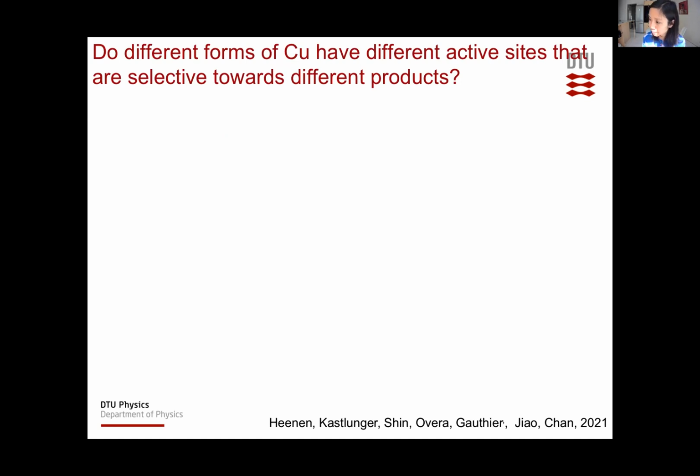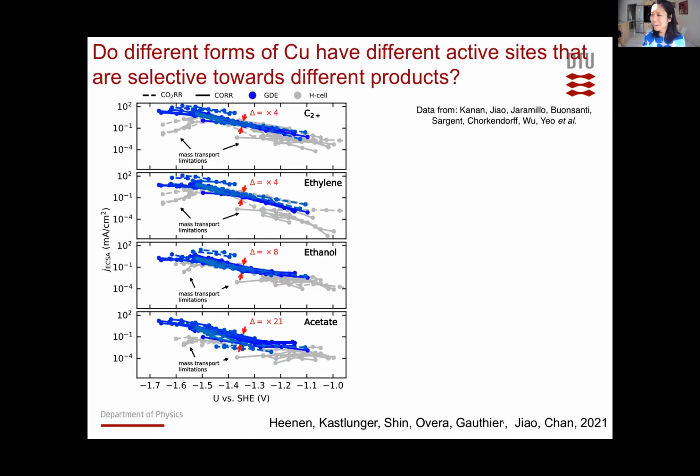But when we're looking for that in the experimental data, we actually don't see this to be the case. Shown here is data that has been painstakingly collected by two postdocs, Hendrik Heenen and Georg Kaslinger, for a number of different types of copper catalysts, both in gas diffusion as well as H-cell setups.